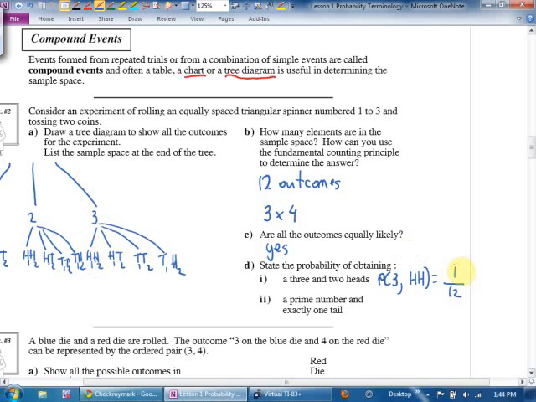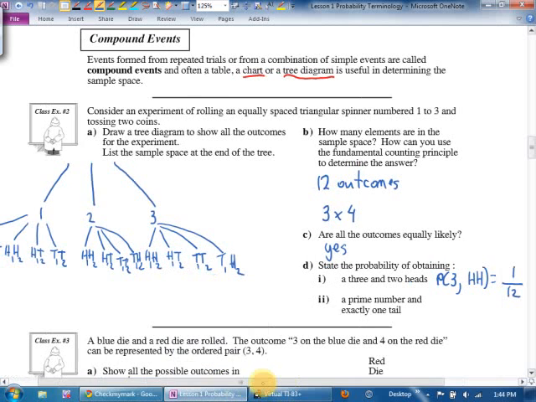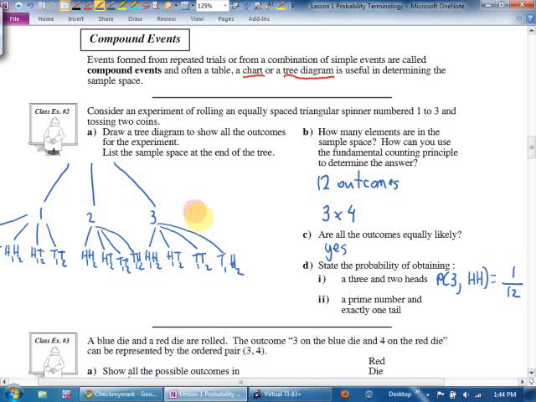What about the probability of getting a prime number and exactly one tail? Which of these numbers are prime? One is not prime by definition. Primes are any number greater than one. Is two prime? Yeah, two and three are both prime numbers because the only divisors they have are themselves and one. One is not considered prime. So here, and exactly one tail.